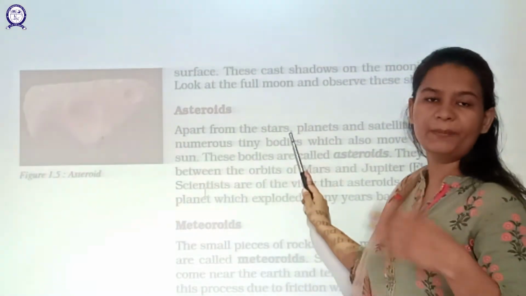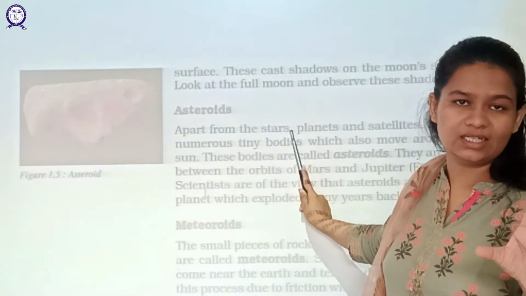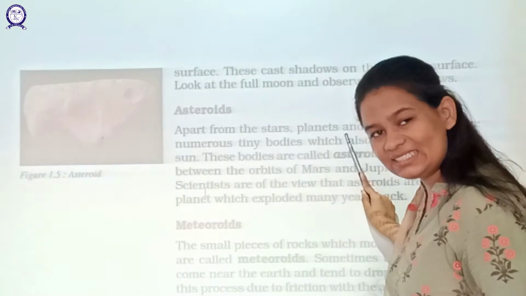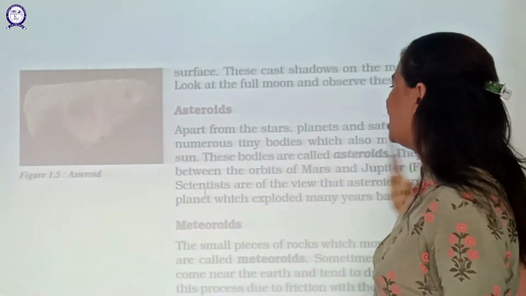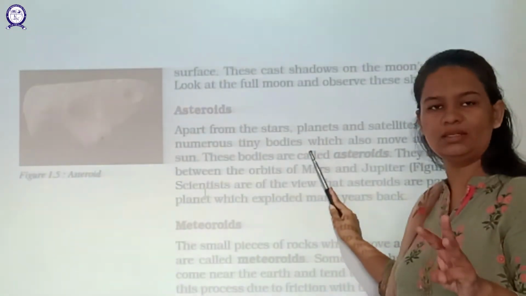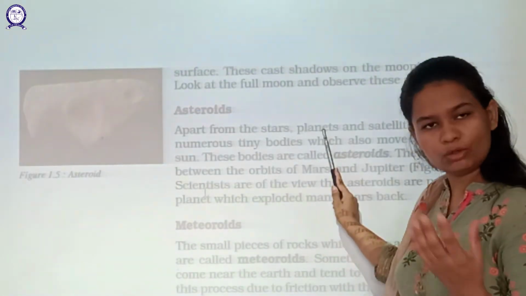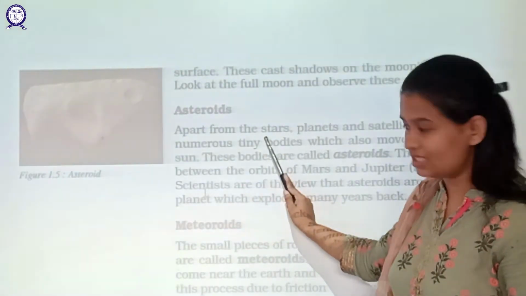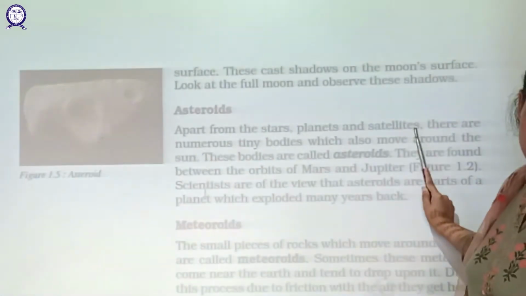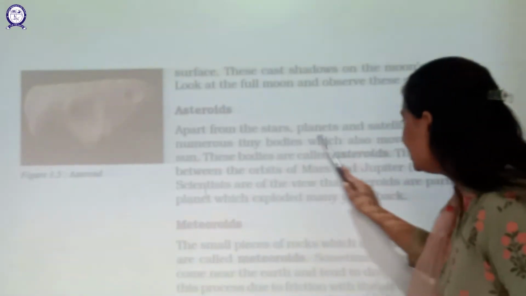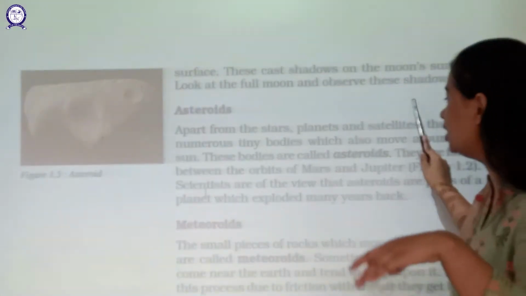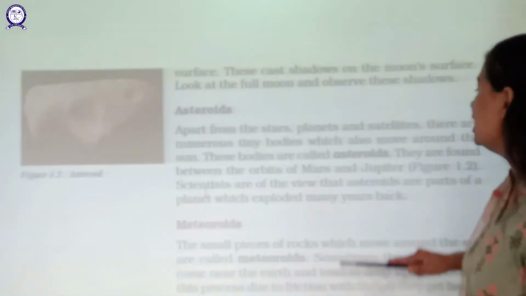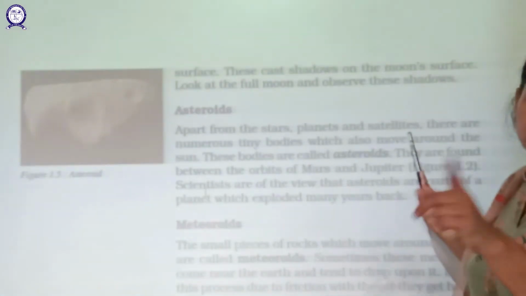Apart from the stars, other than stars, planets and satellites, there are numerous tiny bodies. What does that mean? Planets are also celestial bodies, stars are also celestial bodies, and satellites are also celestial bodies. So if we remove these three celestial bodies and talk about other celestial bodies, they also move around the sun.